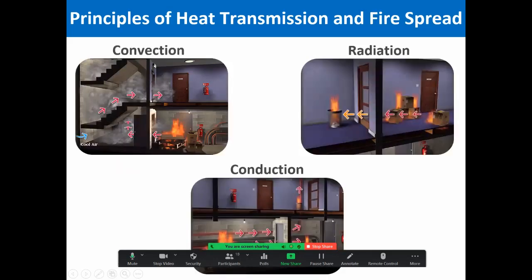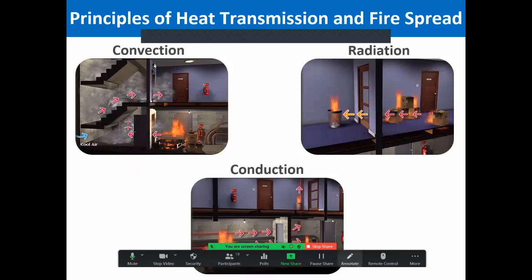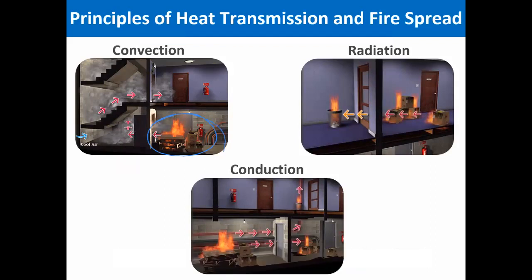Here you can see in convection, the fire started on the ground floor. Now the air is getting hot. The hot air escapes through the door, rises up the staircase, and goes to the next floor. Then it will start catching fire over here as well, wherever there is fuel. So this is called convection. Then there is conduction. In conduction, you can see that the fire is spreading through solids. So this is called conduction.